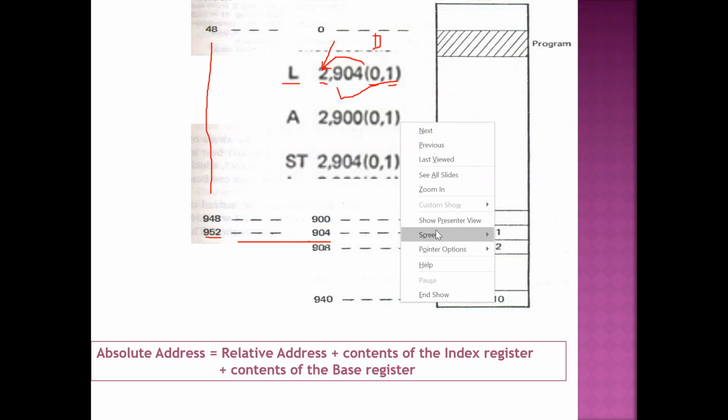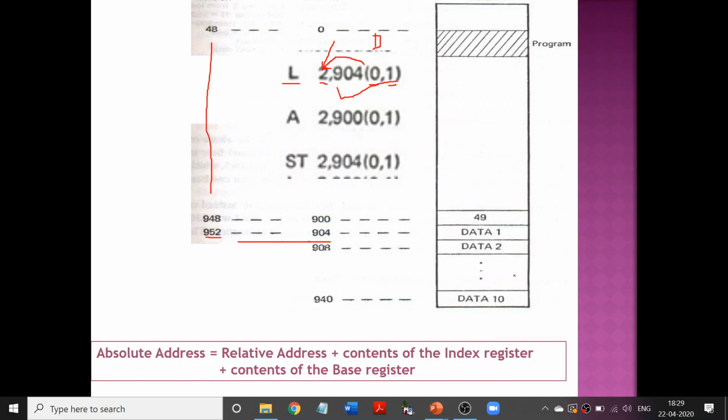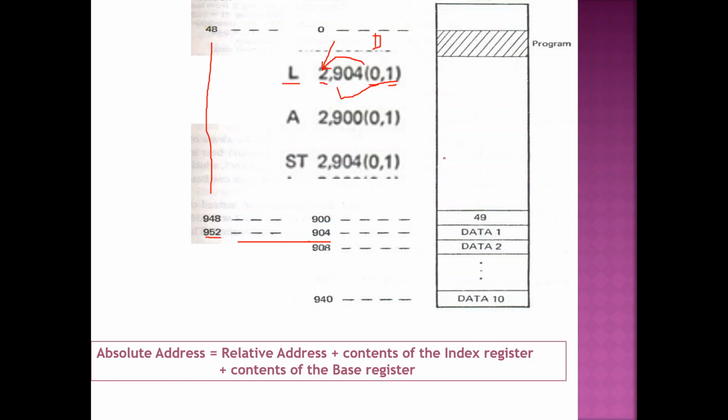So what do you mean by "add 2 comma 900"? Yes, you're saying there is a register 2 and there is an address location 900. So what do you have to do? Add the value present in 900 with the contents of register 2 and store the result in register 2 itself.